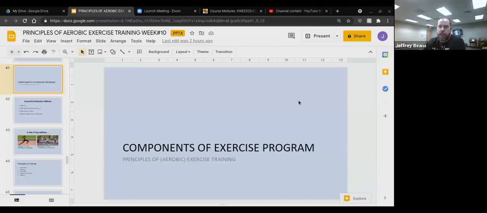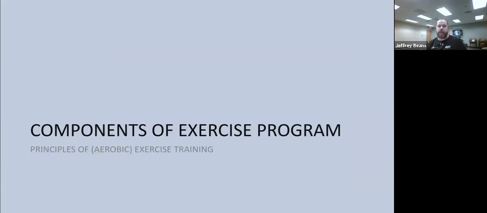But at the end of our conversation in the last module, I asked the question, does it make sense for us to be setting general guidelines if we are trying to get to a specific outcome? So the question remains, do we use exclusively the FIT principle, or do we find ourselves applying other principles in the way that we prescribe exercise? So in this module, what we're going to talk about is the principles of aerobic exercise training.